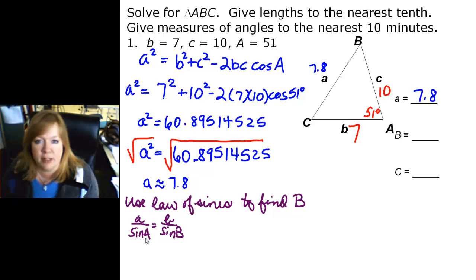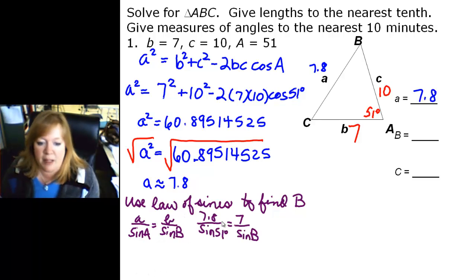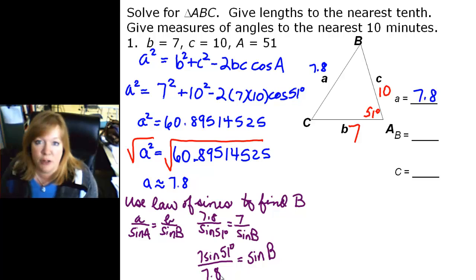So I'm going to use little a over sine A equals little b over sine B. Plug in what you know. 7.8 over the sine of 51 equals 7 over the sine of B. Remember to multiply diagonally, the 7 and the sine of 51, and then divide by the third number. So you end up with 7 times the sine of 51 over 7.8 equals the sine of B.